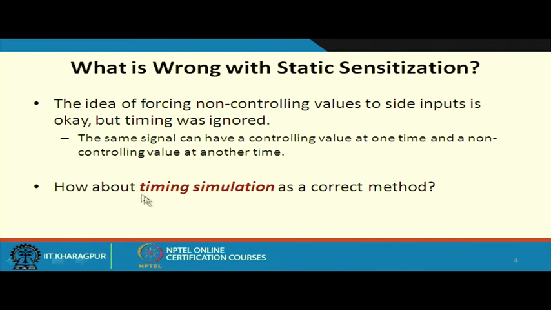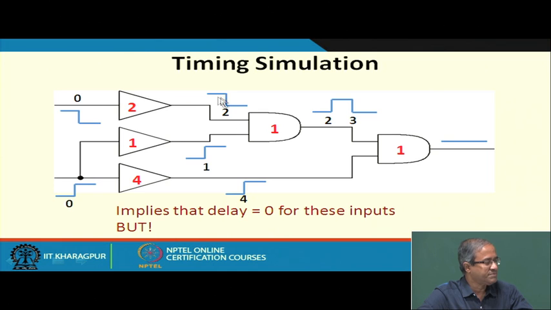So, let us try out something called timing simulation. Let us see whether this gives us the correct result. Timing simulation means we simply calculate the times and see when signal transitions are taking place. So, we again take an example like this. Let us assume that these are some gates, some buffers, an AND gate, with some hypothetical delays, let us say 2, 1, 4, 1, 1. Let us assume that there are 2 inputs, and the transitions are taking place at time t equal to 0.